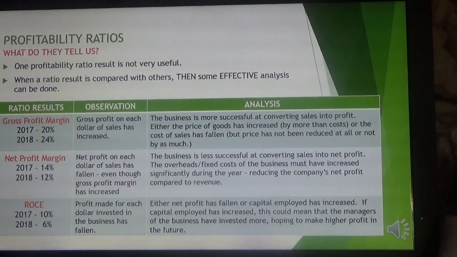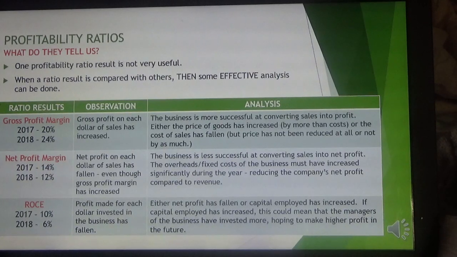Okay, what do these profitability ratios tell us? One profitability ratio result is not very useful. When a ratio result is compared with others, only then some effective analysis can be done. We have a table below wherein you will find the three different ratios applied, the observation respectively, and analysis as well. Let's take for instance the gross profit margin.